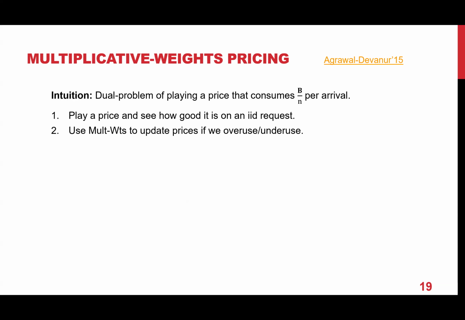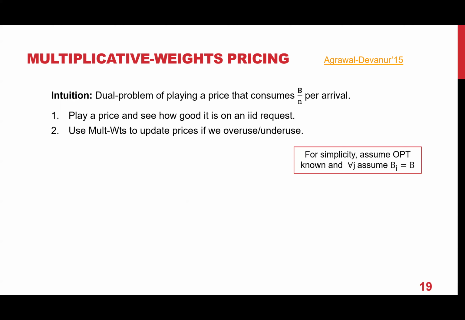If you are using more than B over N of any resource, the price of that resource should go up, because I only wanted to use B over N. On the other hand, if you're using less than B over N, then the price should go down. And I want to adjust these prices based on this. The way I'm going to update these prices is using the so-called multiplicative weights.